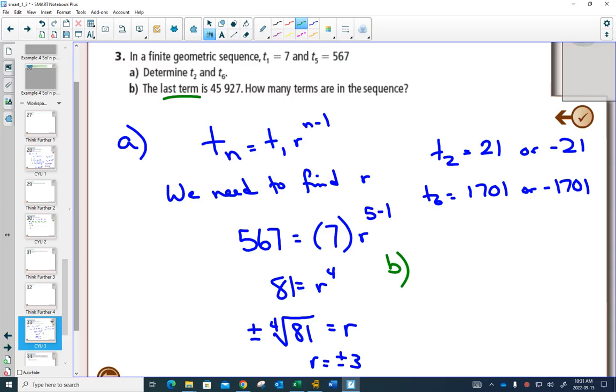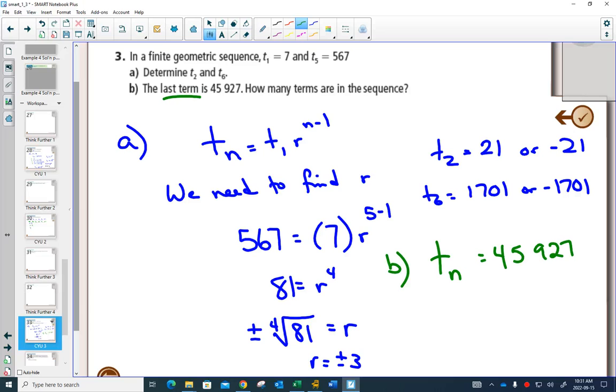So in part B, it tells us the last term is 45,927. Algebraically, what does that tell us? We know there's a term with some number here that's equal to 45,927. We just don't know which one it is. So we will use Tn to represent it.